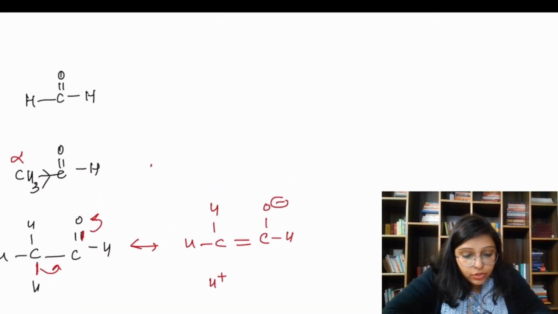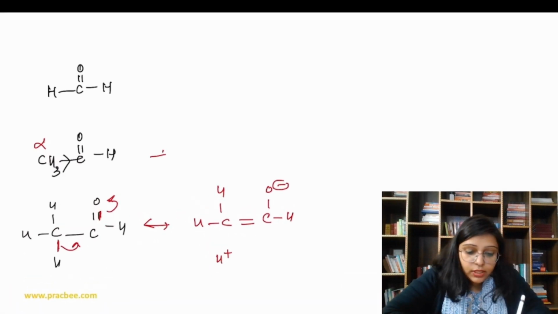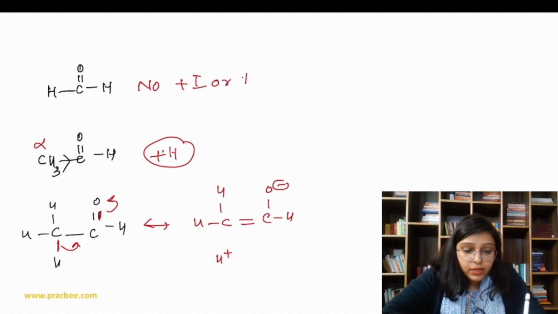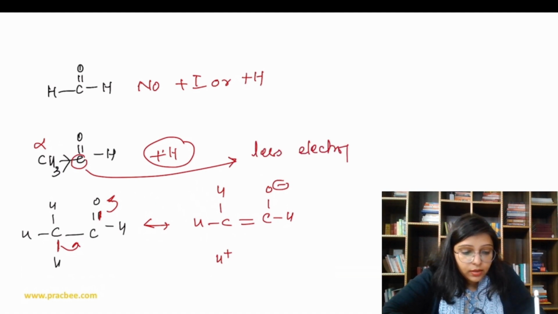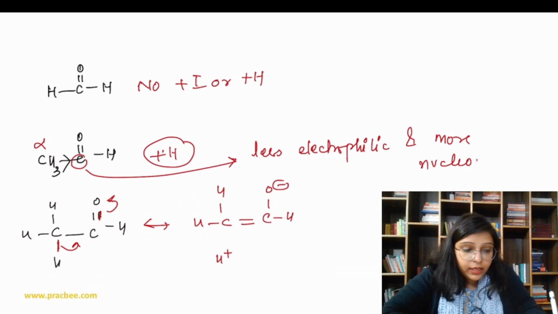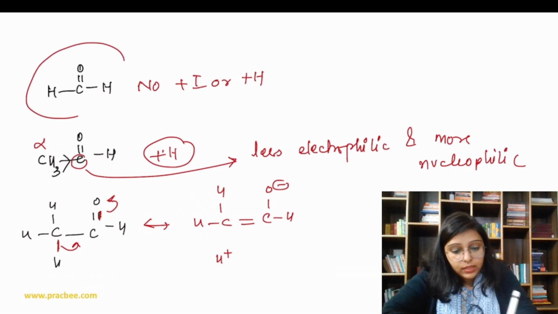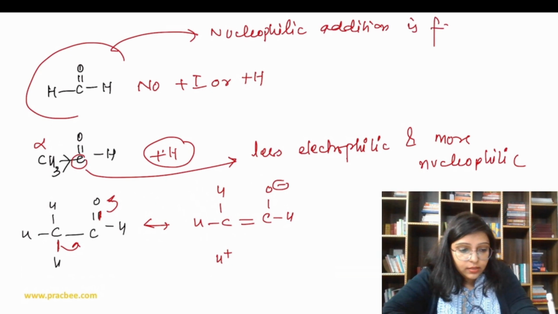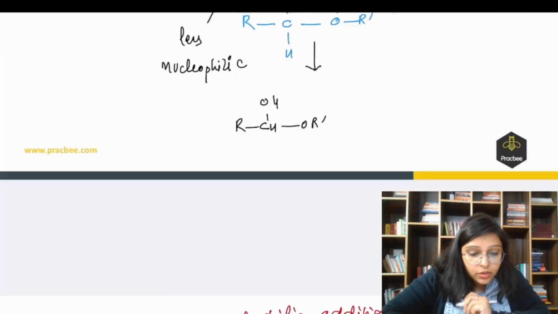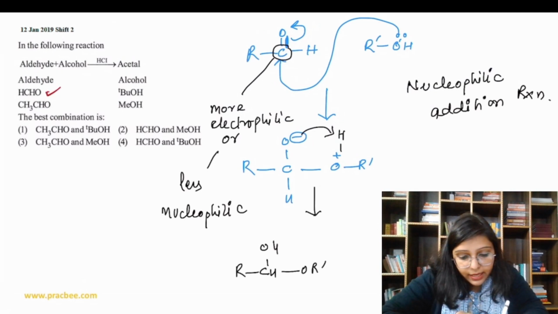So here we have plus H. In CH3CHO we have plus H, and here no plus I or plus H. So due to plus H, this carbon is less electrophilic and more nucleophilic, right? So we can say on this aldehyde nucleophilic addition is faster. So the aldehyde is this.